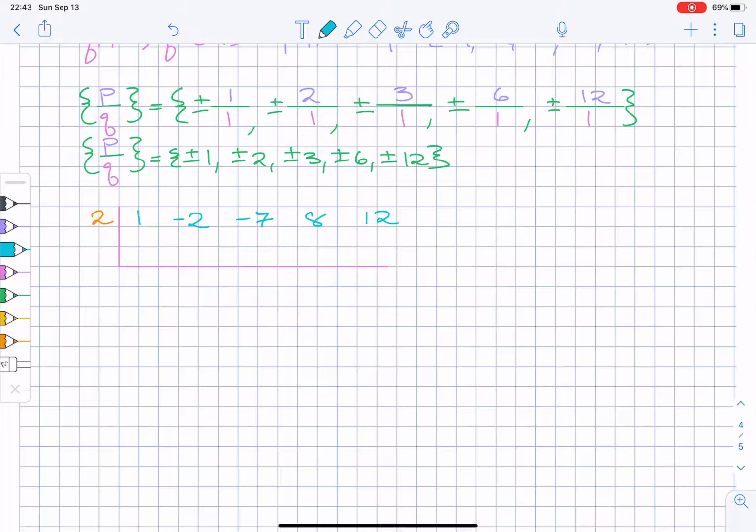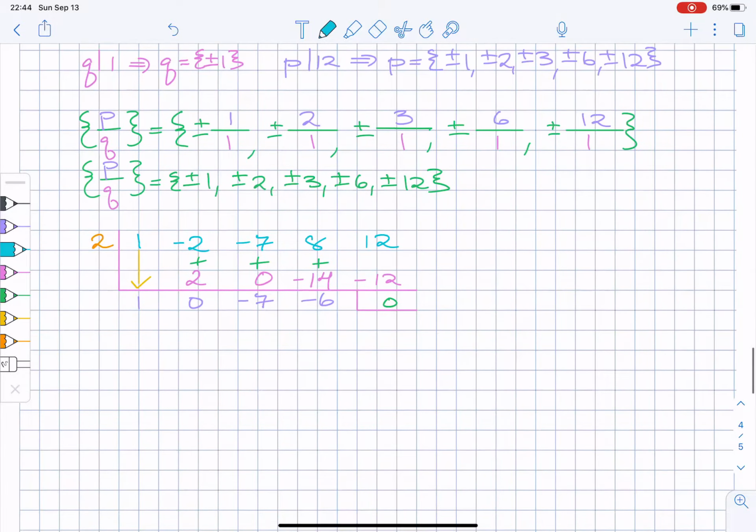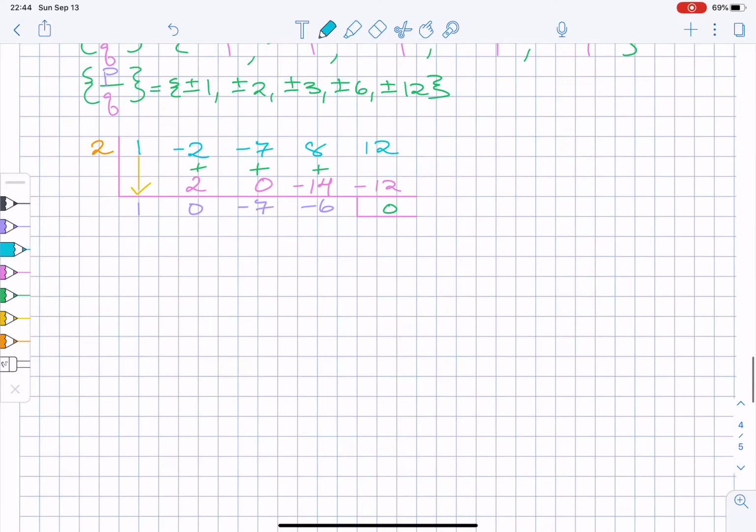Because 0 times anything is just 0. Add this column together, we get negative 7 times 2 is going to be negative 14. Add this column together, we get negative 6 times 2 is negative 12. So yes, thank goodness. The remainder here is 0, which means I can rewrite my function. Or do you know what? I'm going to show you something that works.